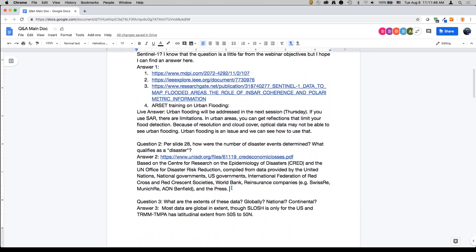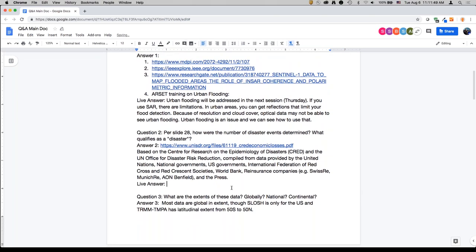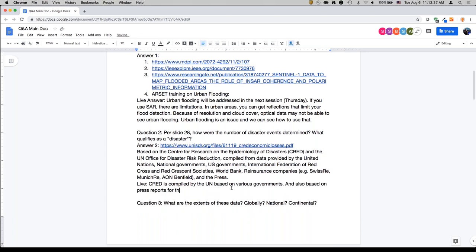So for question two, how these statistics are decided, you can look at this PDF link provided here. This is based on the Center for Research on the Epidemiology of Disasters, or CRED. That's where all the information is coming from, and that is compiled by the UN based on different governments, the International Federation of Red Cross and Red Crescent, World Bank, insurance companies, etc. And also based on press reports, or the disaster reports that come up from local news media.